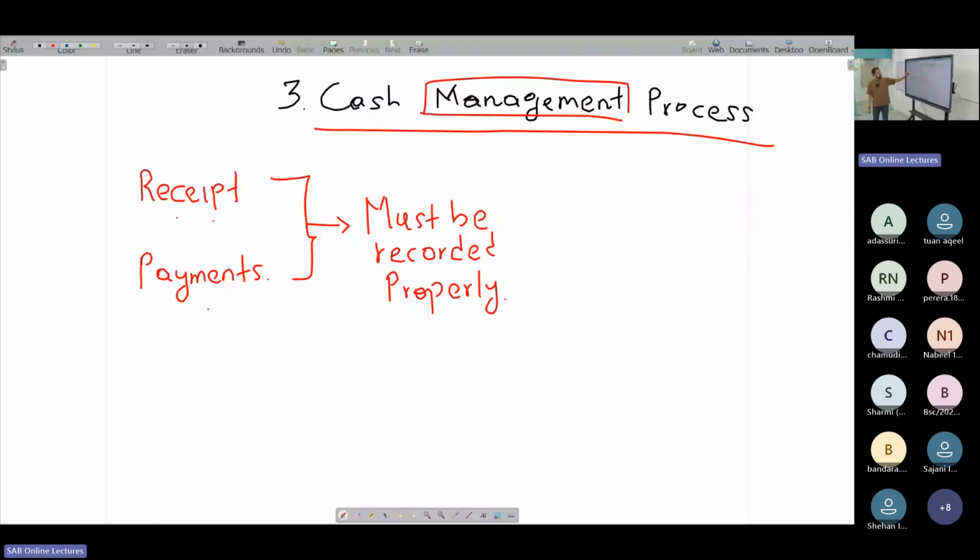So receipt and payments are the main activities involved in the cash process. So first, once you receive, those receipts and payments must be recorded properly. For that purpose, we are using a cash book. Okay, we are maintaining a cash book.